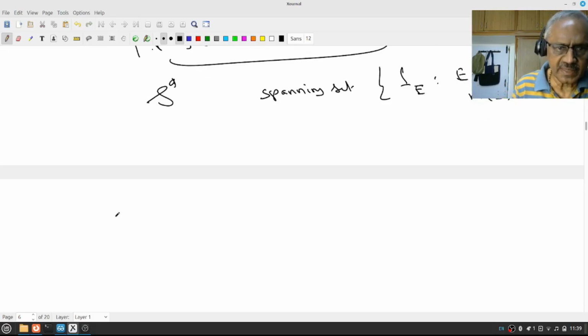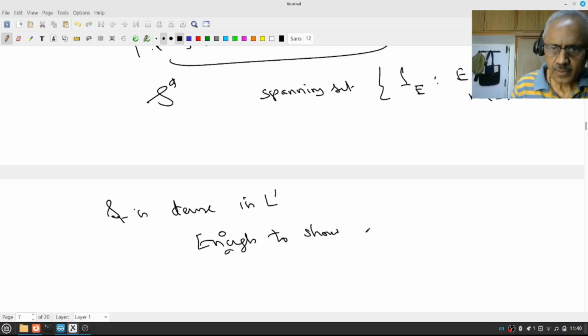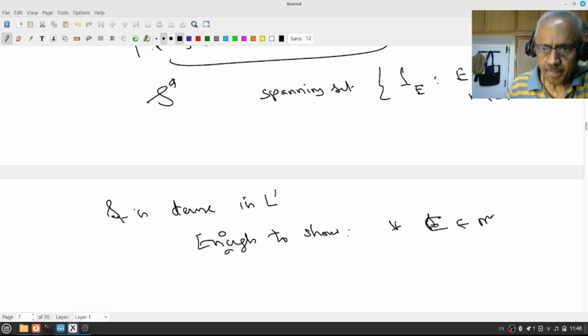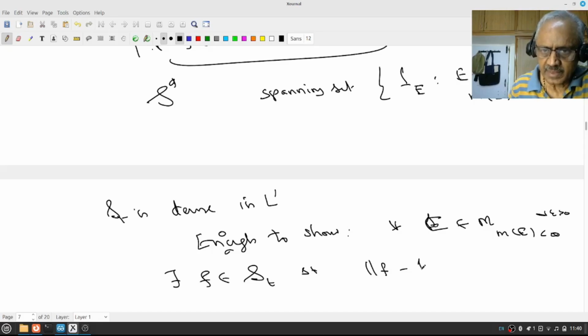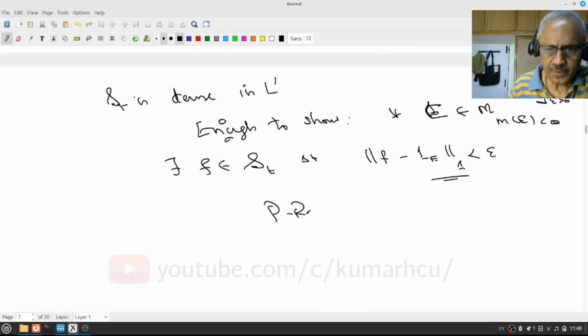Therefore, for whatever I said, to show the set of step functions is dense in L1, it's enough to show that for each E in M with the measure of E finite, and epsilon positive, there exists a step function f so that the L1 norm of f minus the indicator function of E is less than epsilon. Make sure you understand this. Pause, review, proceed.